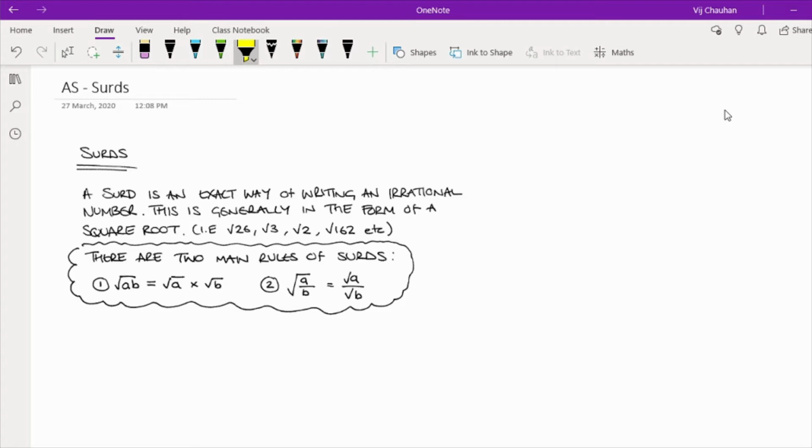Now, there are two main rules of Surds. One is the multiplication rule. When you have a number that is a product of two numbers, you can split that up into two separate square roots, multiplying the two. And the second rule is that if you have a number that can be written as a fraction, then you can split the numerator and the denominator into two separate square roots.